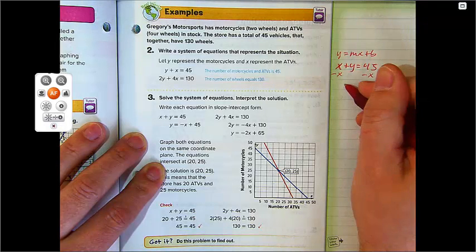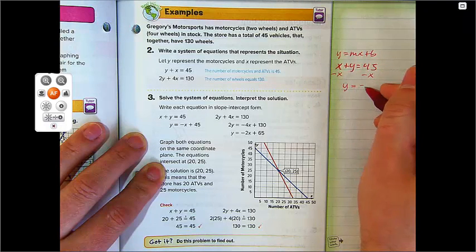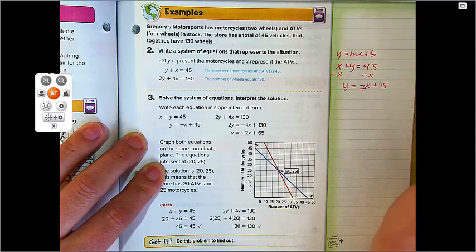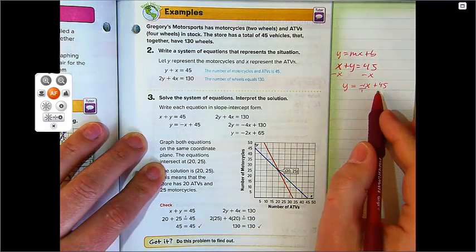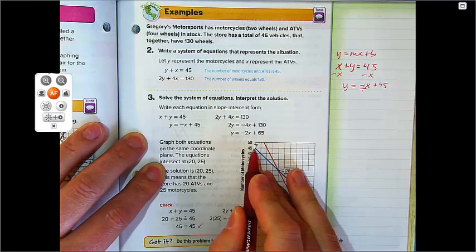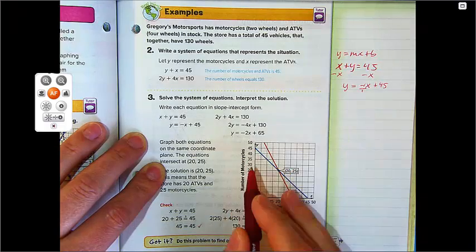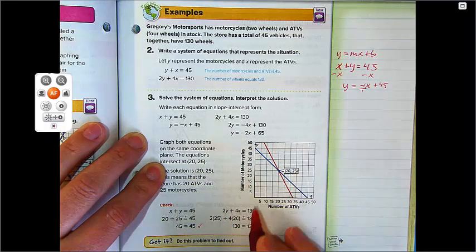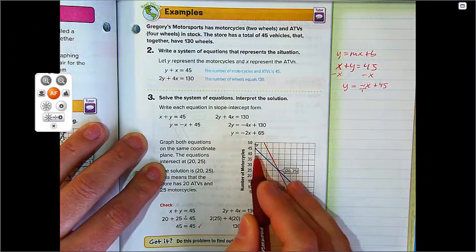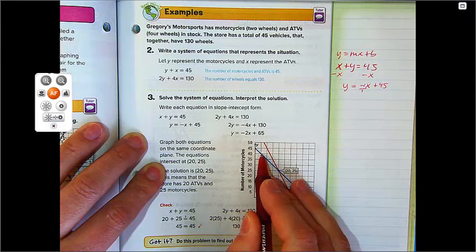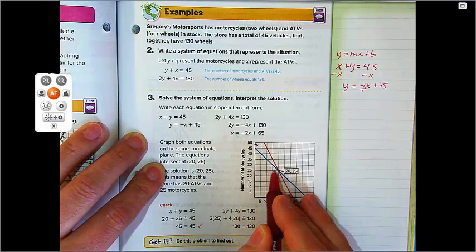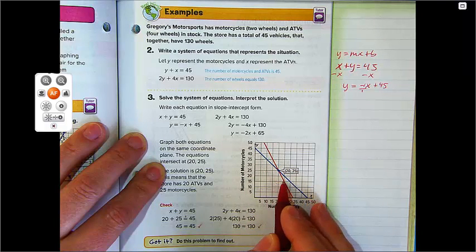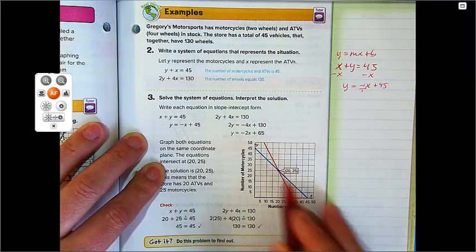You do the opposite. That leaves us with y equals negative x plus 45, and a negative x is a negative 1x, so negative 1 over 1. That means for this one, our y-intercept is going to be at 45 right here, and then we go down 1 over 1. Notice each of these boxes is 5 here and 5 here. So we're going down 5 over 5, down 5 over 5, and so on, because down 5 over 5 is the same as down 1 over 1, all the way along.